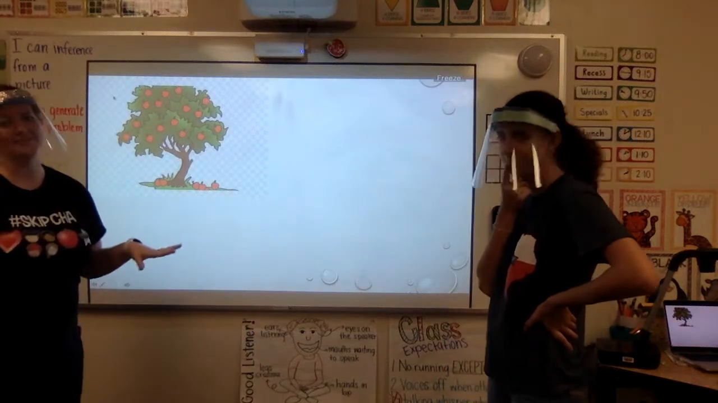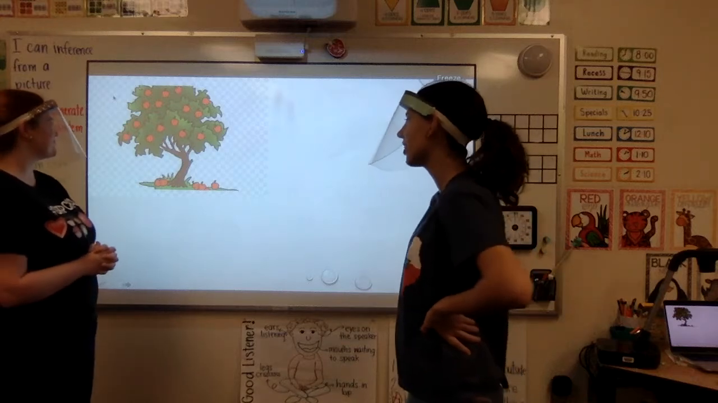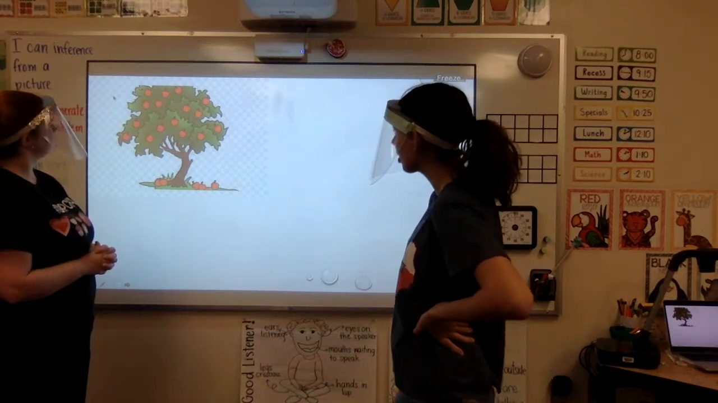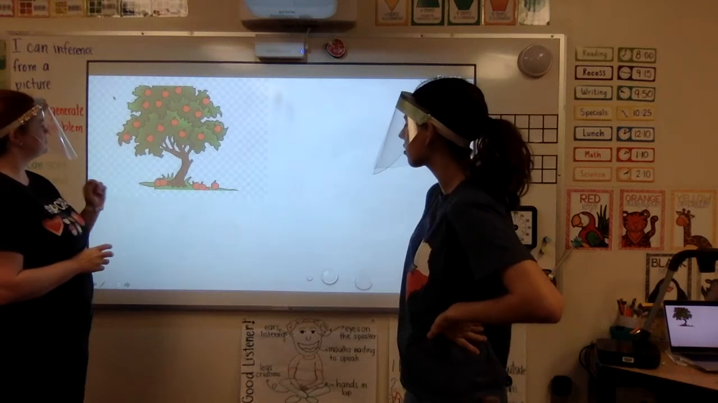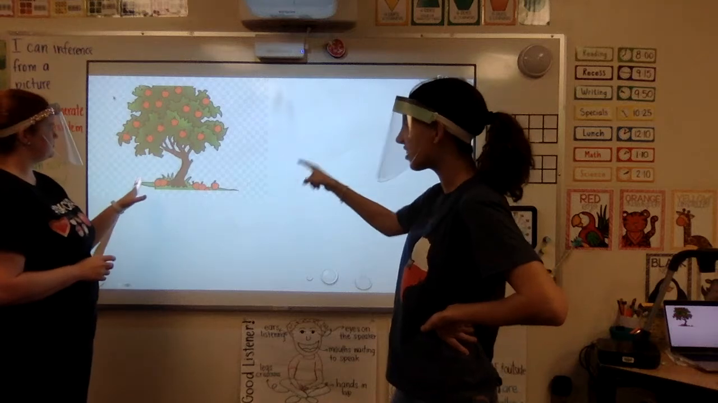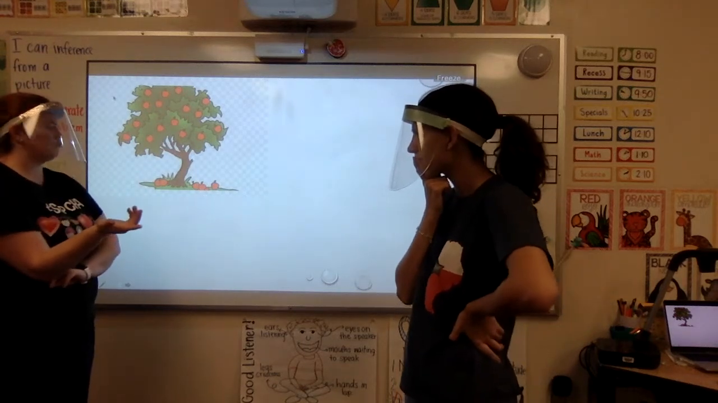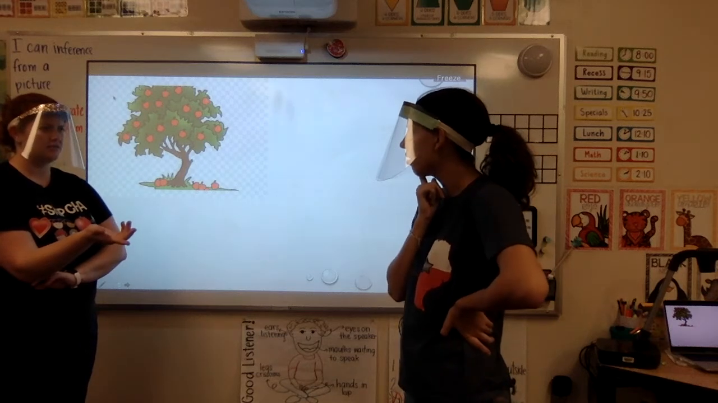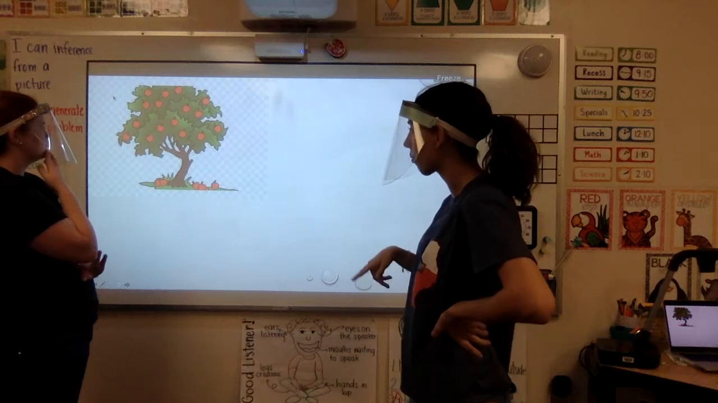Ooh, right away, Miss Lestico, I noticed it's an apple tree. Very good observation, Miss Lime. I'm noticing two things about the apples. I'm noticing that there's some apples on the tree. But there's some apples that have fallen to the ground as well. Ooh, maybe we could write a word problem about that. Oh, how many apples are on the tree and how many are on the ground?